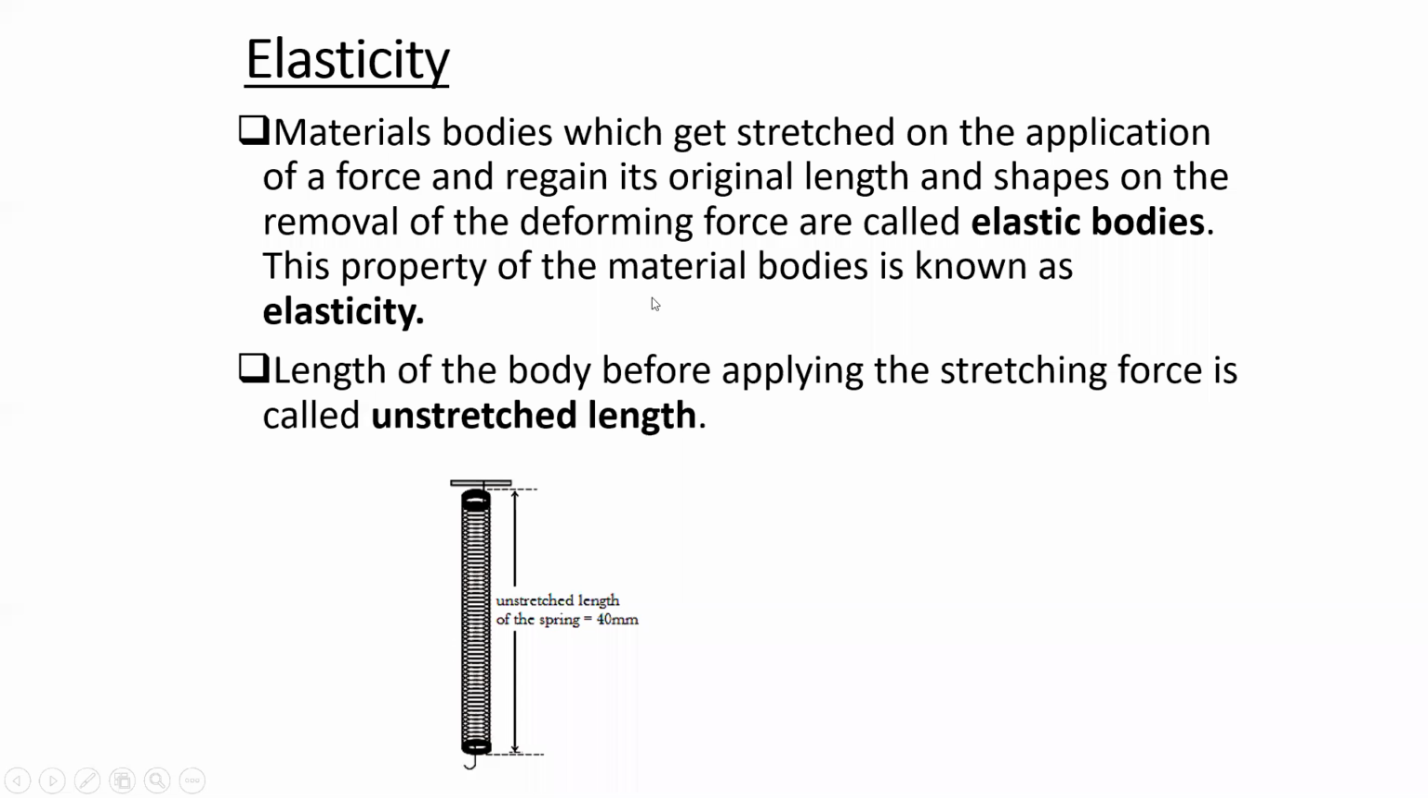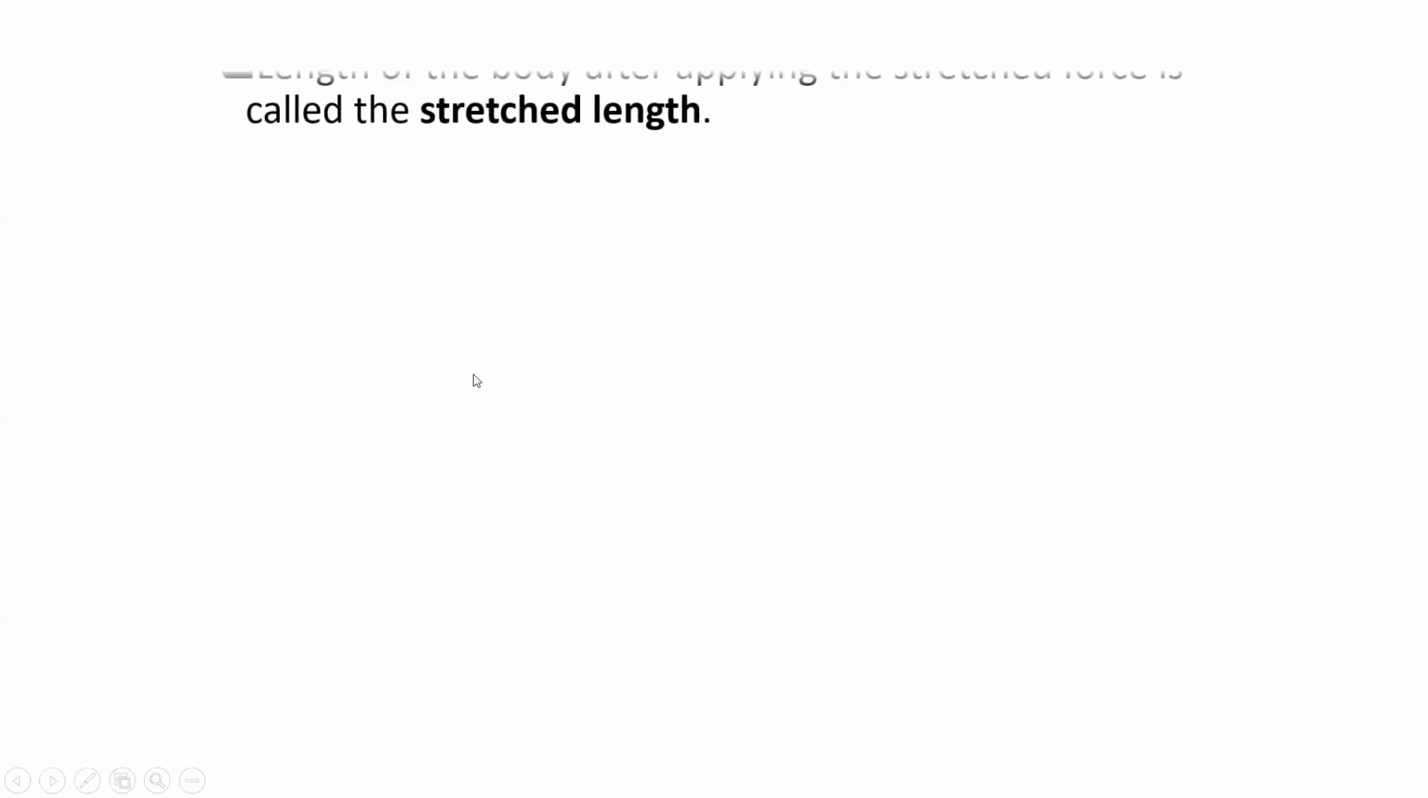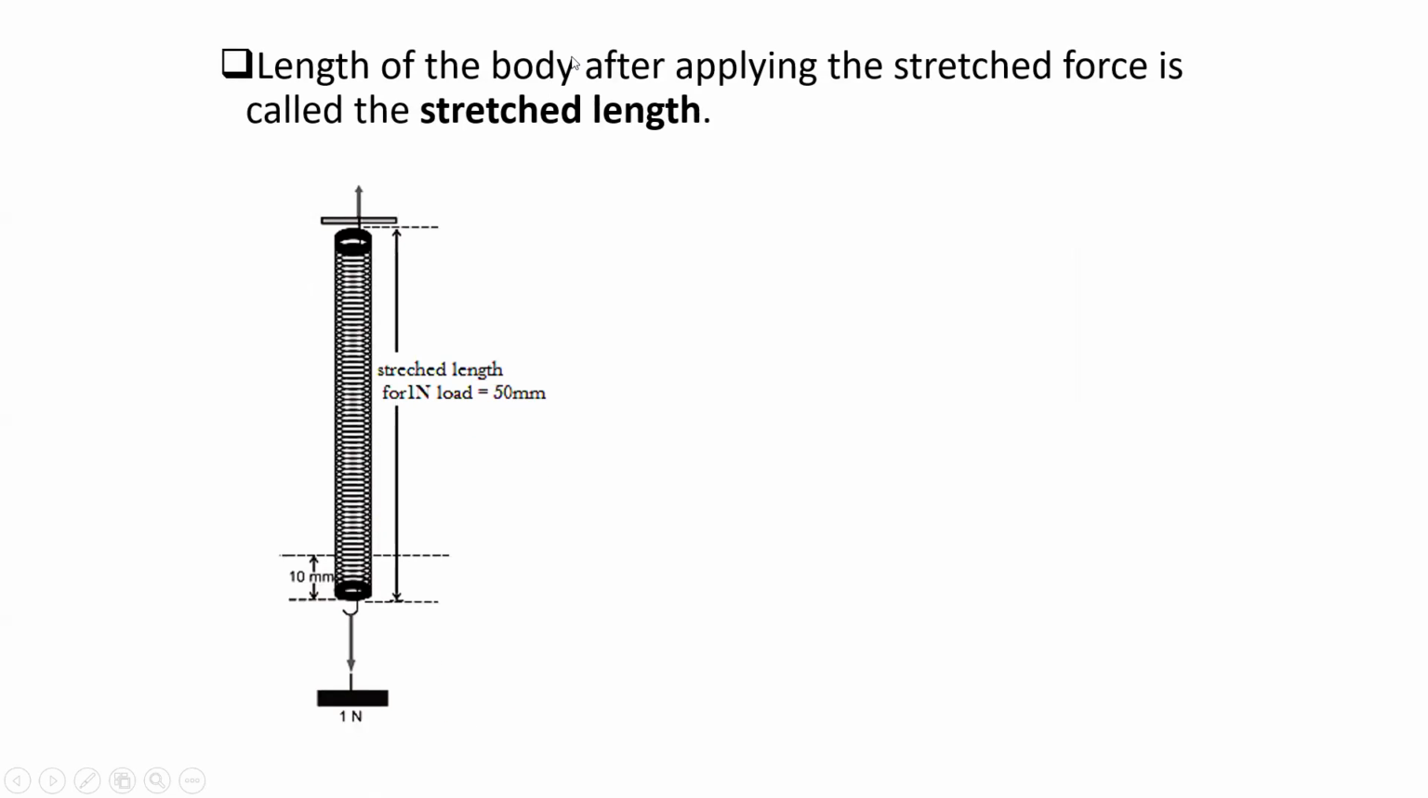For example, originally the spring was 40 millimeter long, which is not stretched. Okay, that is the original length. When you apply a force of 1 Newton, the new length of the spring is 50 millimeter when 1 Newton is attached. Can you identify what is the extension? What is the increase in the size from the original? What is the extension of this spring?